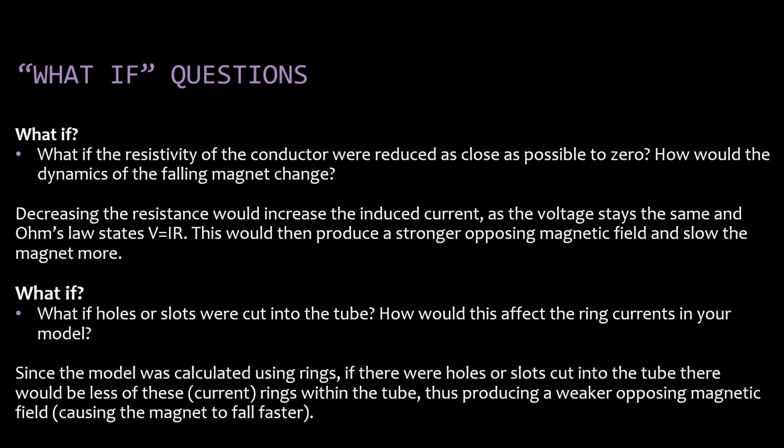Now for the first what if question, decreasing the resistance would increase the induced current as the voltage stays the same and Ohm's law states V equals IR, thus this would produce a stronger opposing magnetic field and slow the magnet more. And for the second what if, since the model was calculated using rings, if there were holes or slots cut into the tube, there would be fewer of these current rings within the tube, thus producing a weaker opposing magnetic field, causing the magnet to fall faster.